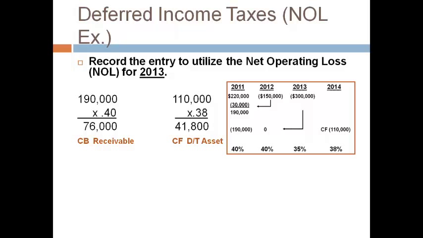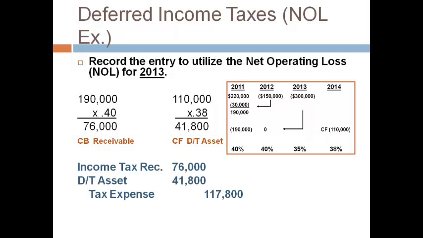The company will record a receivable for the carryback amount at the 2011 tax rate of 40% and will record a deferred tax asset for the carry forward at the future tax rate. A negative tax expense, referred to as a tax benefit, is recorded for 2013.